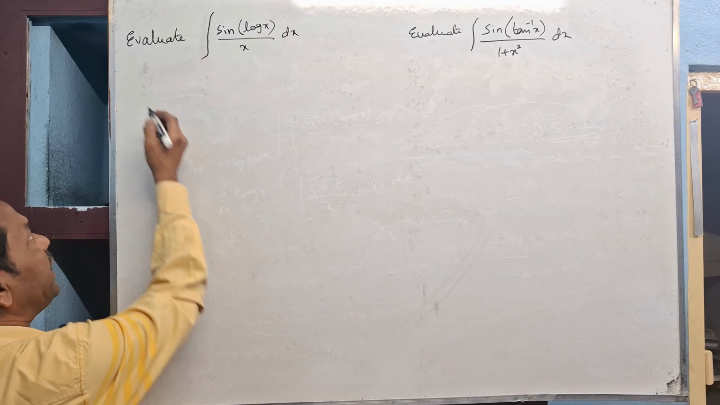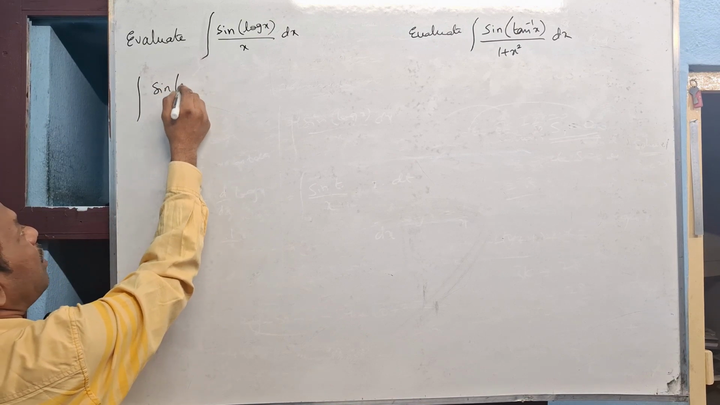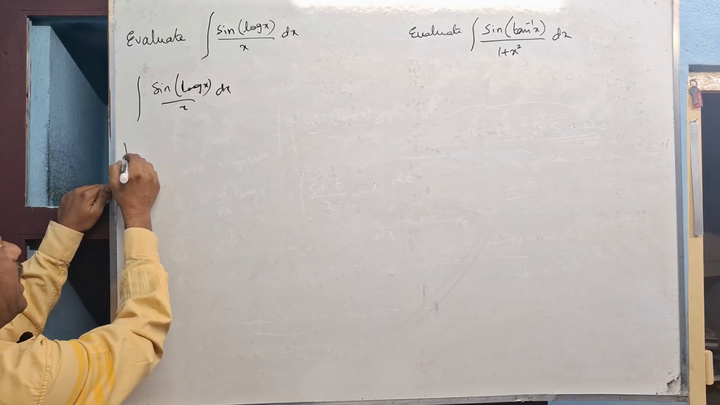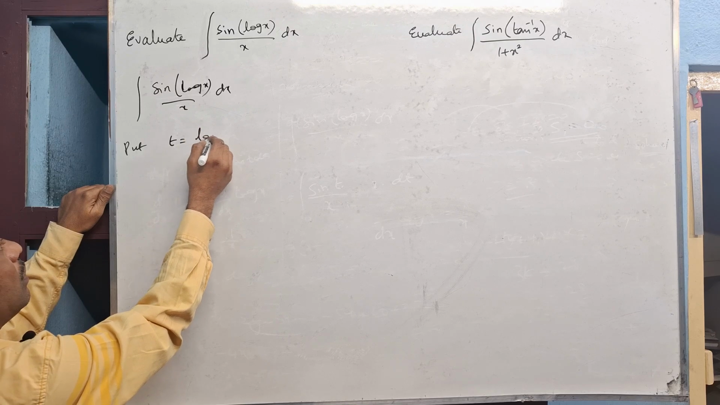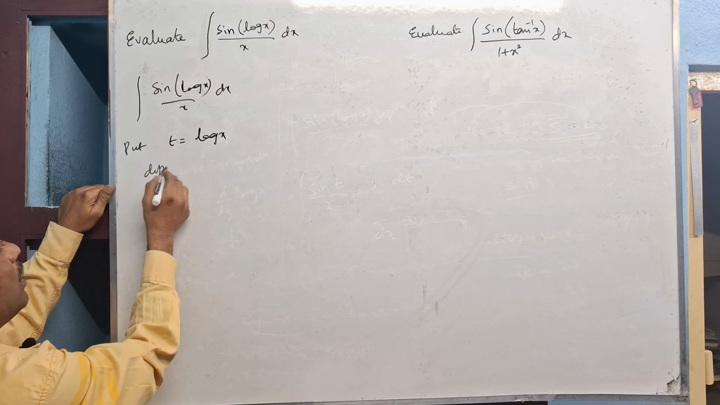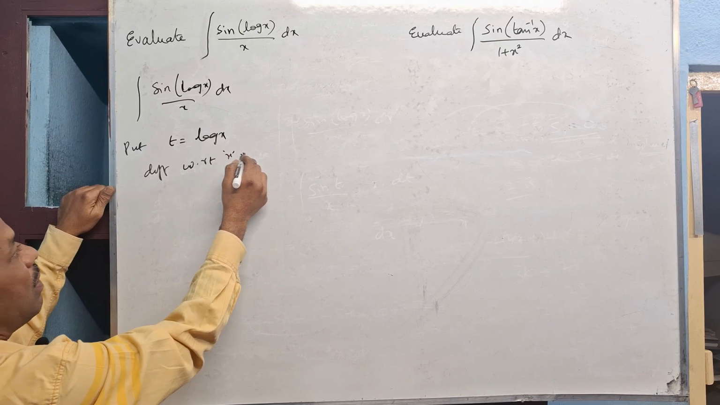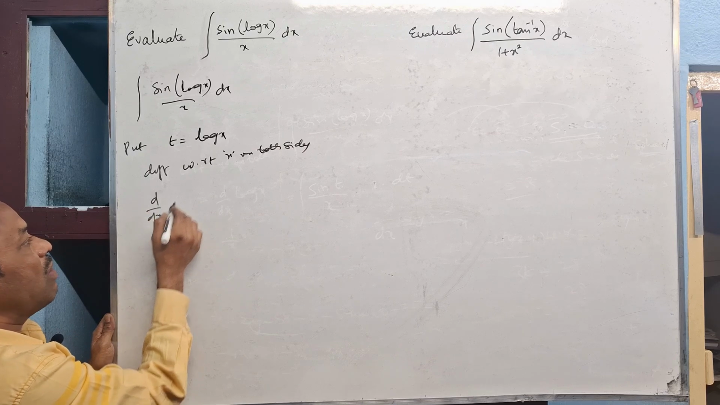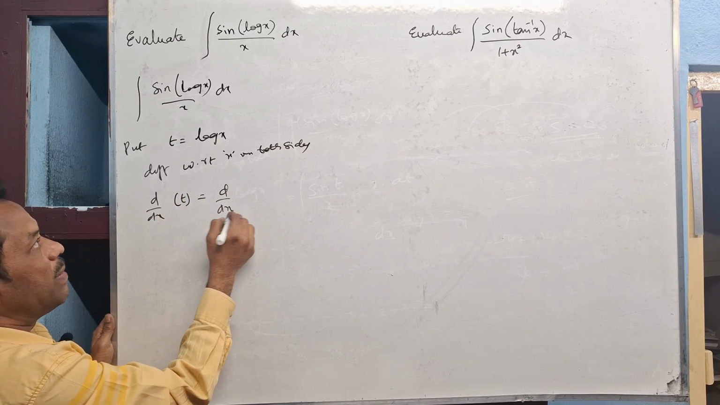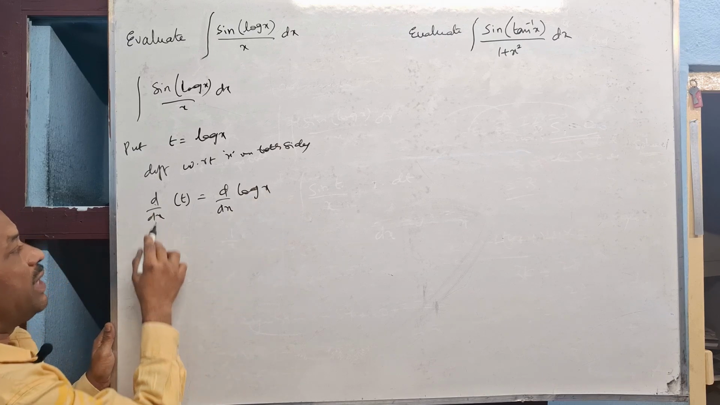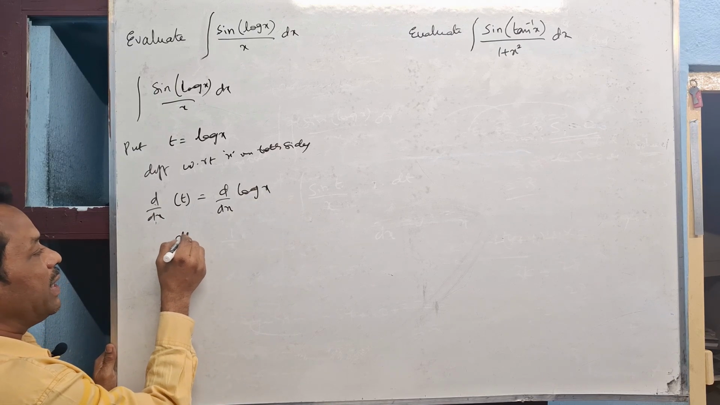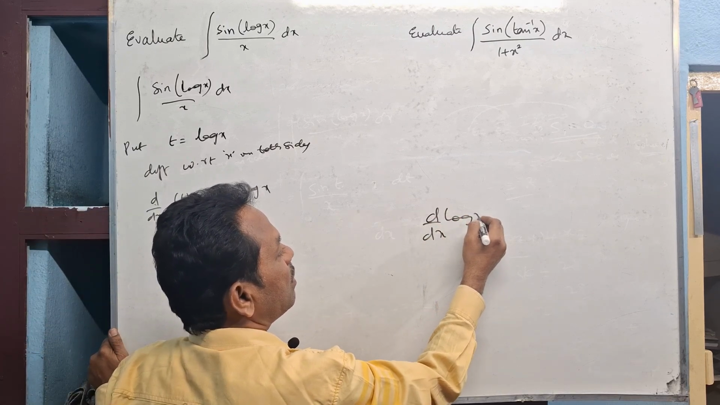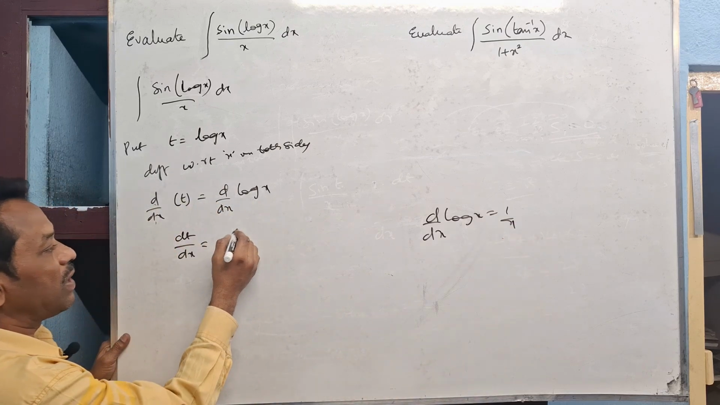बच्चों, in this question we need integration of sine of log x by x dx. So let me take t equal to log x. So differentiating with respect to x on both sides, we'll get d by dx of t equal to d by dx of log x. Now d by dx of t is dt by dx equal to, derivative of log x is 1 by x. So here I'll get 1 by x.